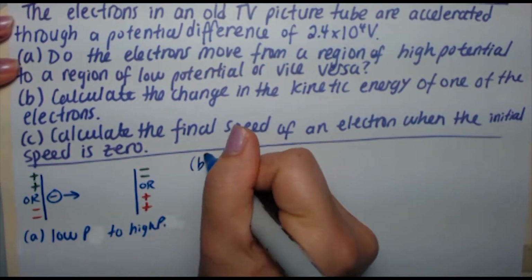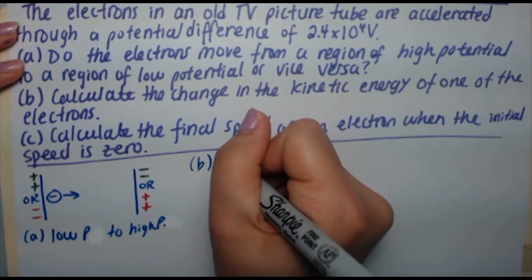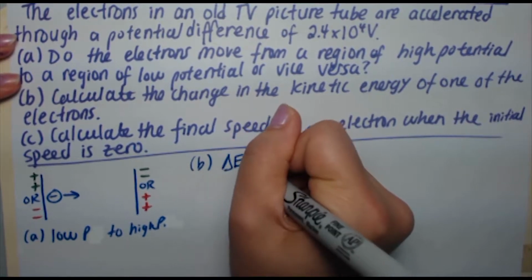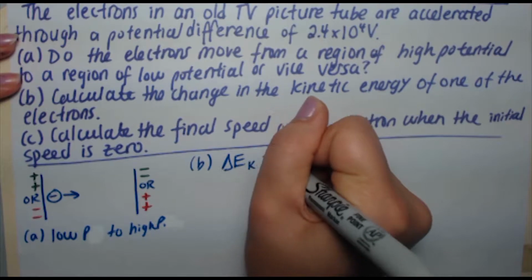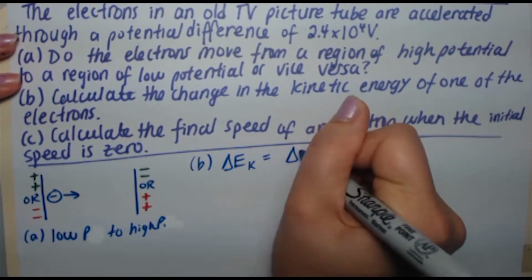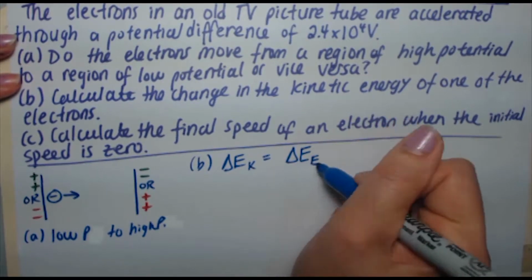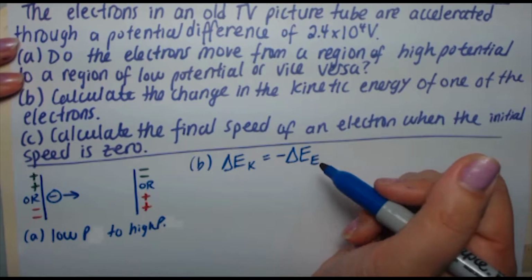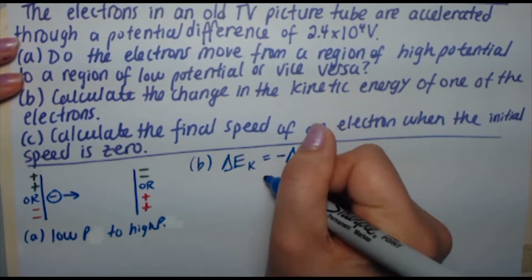Now for part B, calculate the change in the kinetic energy of one electron. So if you saw back in video 159, we saw that the change in electric potential energy is equal to the change in kinetic, or given the other way, the change in kinetic is equal to the change in electric potential. Now, the only difference is, as one of these increases, the other decreases, so we have to put a minus sign in front. Okay, now the change in kinetic energy is equal to the minus change in electric potential.